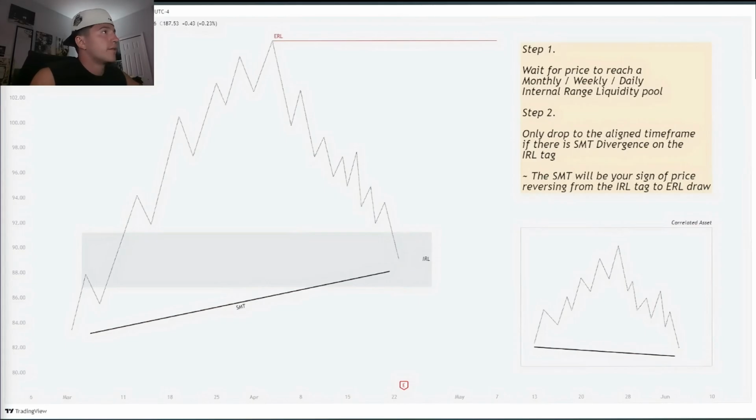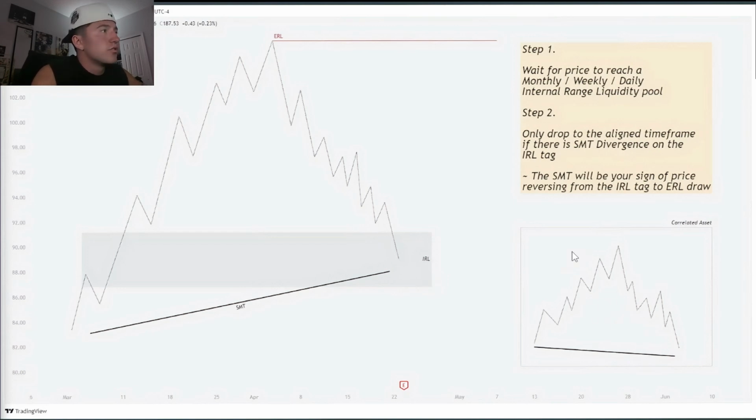Now, how I trade it. So step one, we have to wait for price to reach a monthly, a weekly, or a daily internal range liquidity pool. Step two now is only dropping to the aligned time frame if there's SMT divergence at the internal range liquidity pool tag. The SMT will be your sign of price reversing from the internal tag to the external range draw. SMT will confirm all of your trades. I always say this all the time: if there's no SMT, then there's no trade. That's how I always operate. When SMT occurs, that's my trigger to understand that a smart money reversal is yet to come.